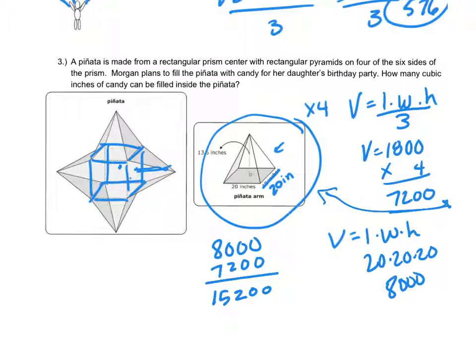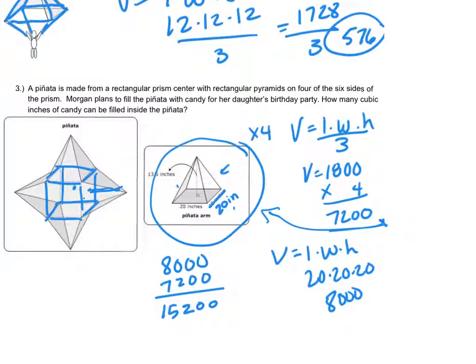How did you get 1,800? I did 20 times 20 times 13.5, divided by 3. 20 times 20 times 13.5 is 5,400, and 5,400 divided by 3 is 1,800. Okay, it's a pyramid. So looking at number 4.